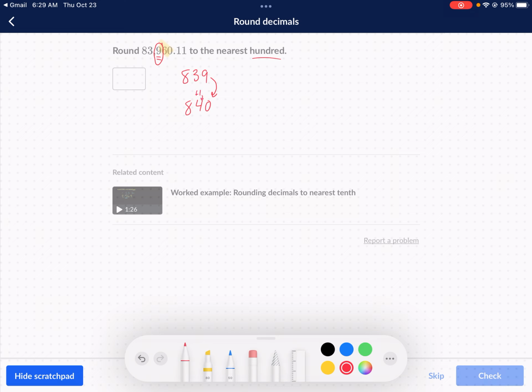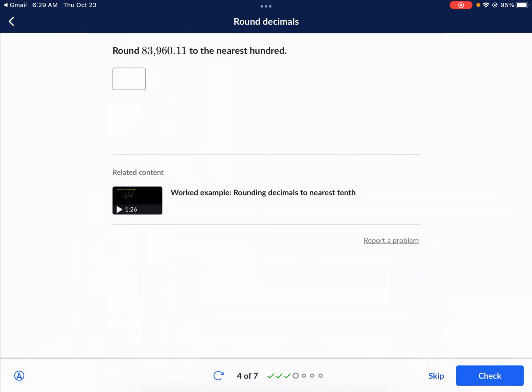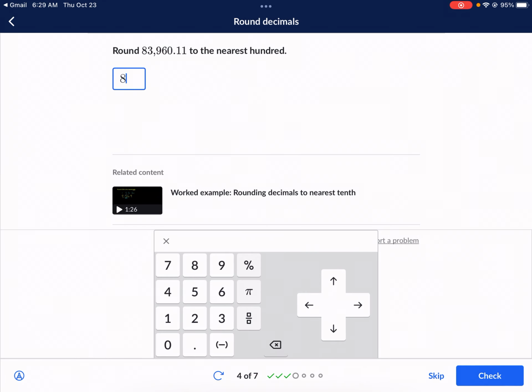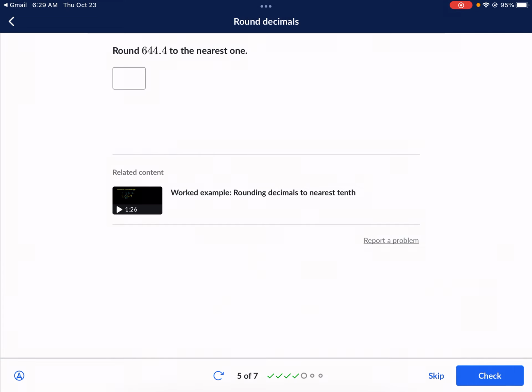So I'm going to write 4. I make that 0, and then I put zeros until the decimal. So 84,000 is my answer. 84123. Oops, what happened to my 4? 2, 3. Nearest 100. Let's check it. Okay, next question.